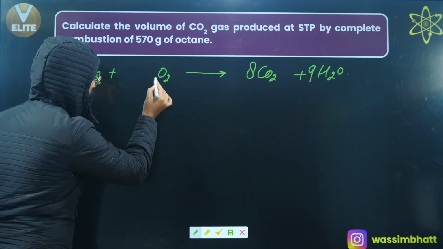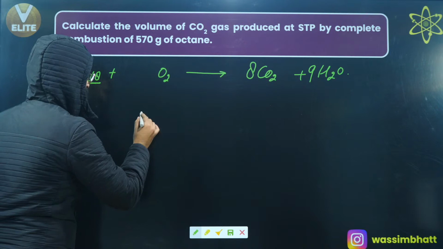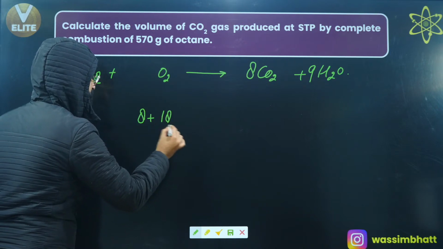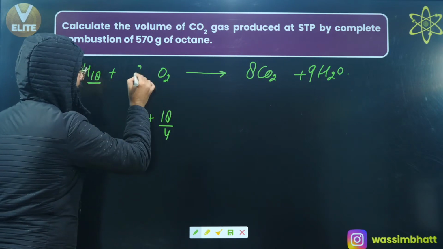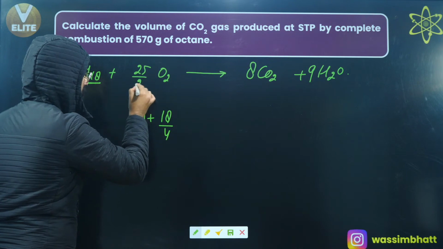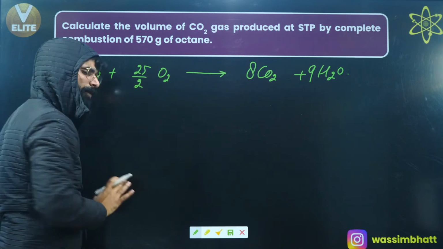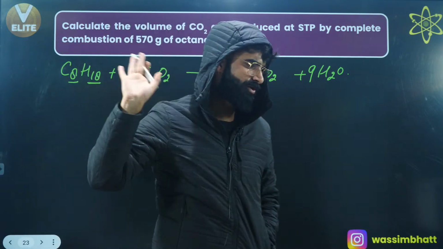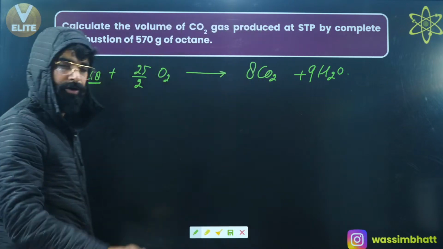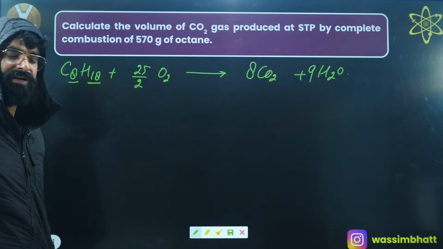Stoichiometry coefficient of O2 is going to be x plus y divided by 4. When you solve this, the value comes out to be 25 by 2. This is the stoichiometric coefficient of oxygen. Now you need not check it. The reaction would have got automatically balanced, right? You need not check it again. The reaction will be automatically balanced.